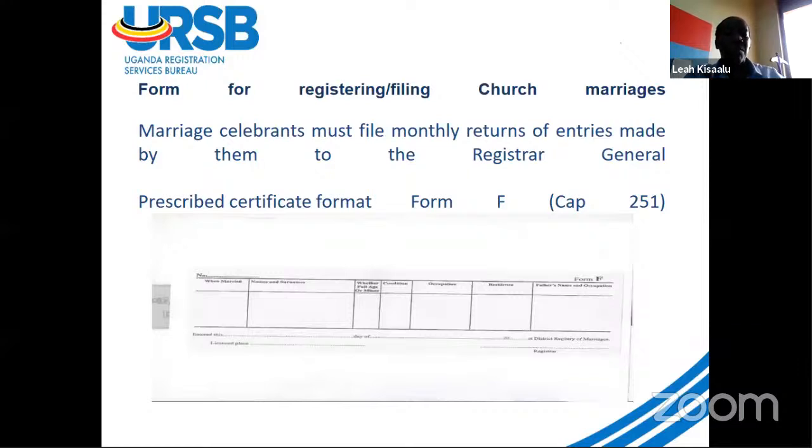We keep what we call a return. Since we don't issue these certificates, every church that has conducted a marriage is expected to bring us a record or a return of the marriage that has been entered in their church. So in this picture, this is how it looks. The church should enter your record, have this stamped and signed and forwarded to URSB as a return, as a record to be entered on the National Register.